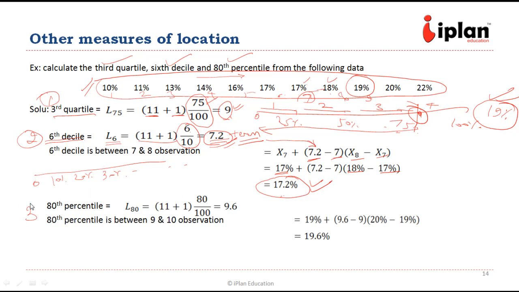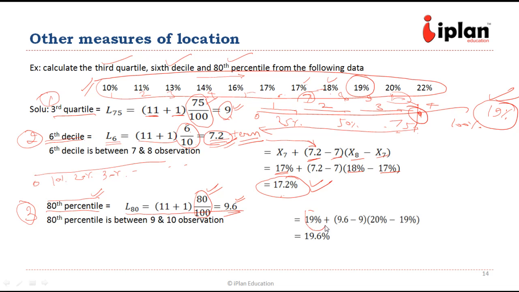Now let us come to the third part of the question, which asks 80th percentile value. So this is clearly asking what is the number below which 80% of the values lie. We are using the same formula, 80 by 100 represents 80th percentile. The value is 9.6. We know there is no 9.6th term here. There is only 9th term and 10th term. So we know it should be somewhere between them. We use the formula.